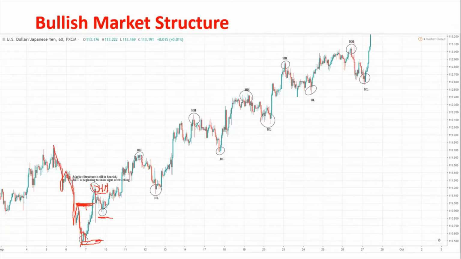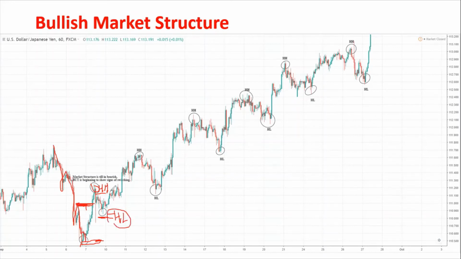Now the market came down to this low here, but when we compare this lowest point and this lowest point, which one is lower? This zone is low, but not lower than this zone. So this zone is higher than this low, and we will now call it a higher low.